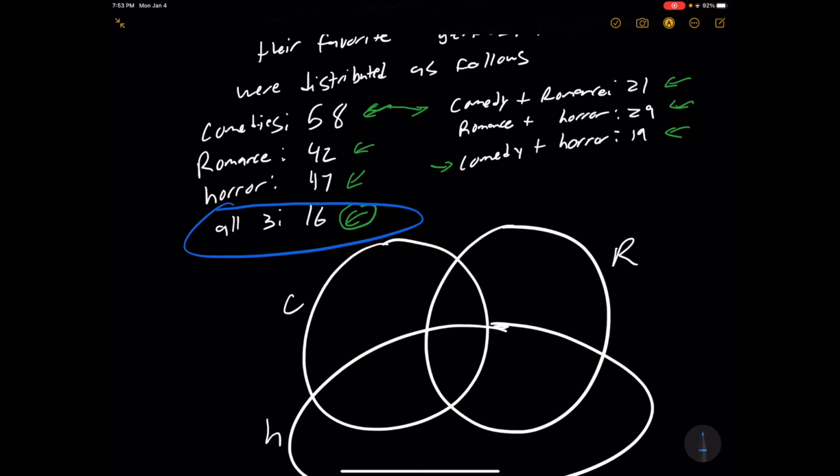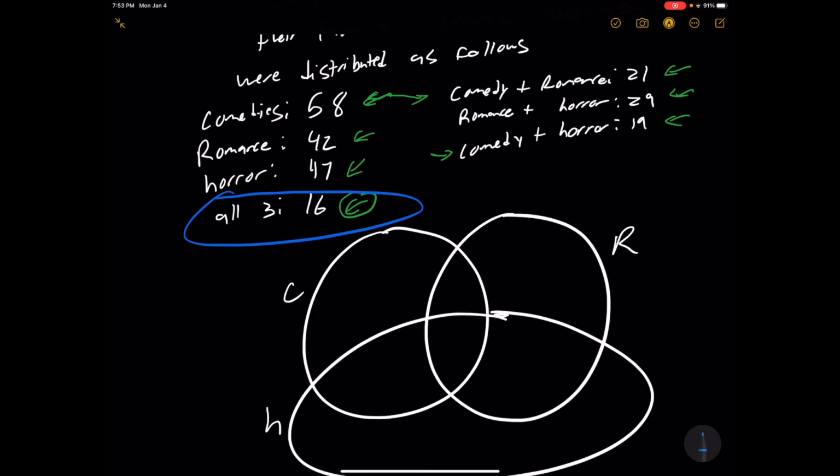If all 3 like 16, then take a minute and try to figure out where you would put that number in our Venn diagram. The spot that includes all 3 of our circles is right here. We have only one spot that includes all 3 of our circles, so we put our 16 there.